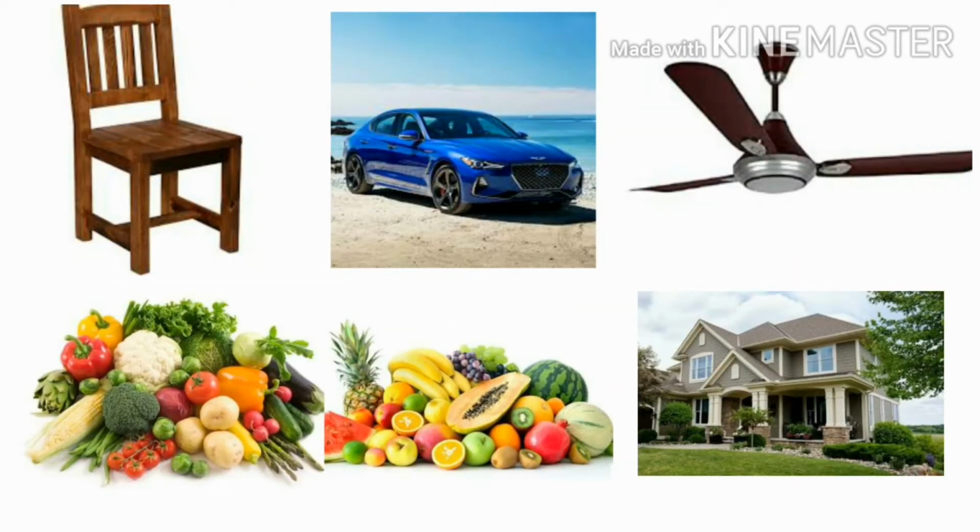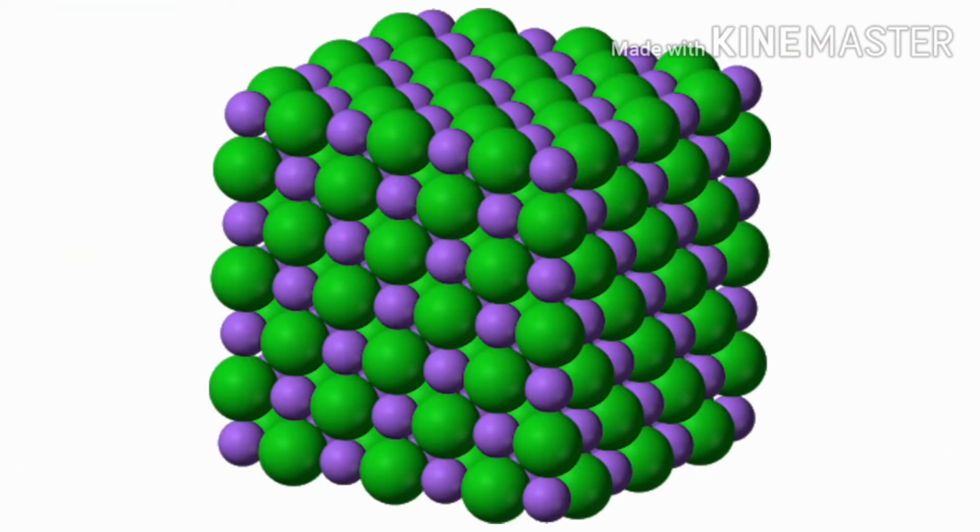Chair, car, fan, vegetables, fruits, or a house are a few examples of solids. They have a fixed shape. They do not change their shape when you move them or put them in a container. They also have the same weight. This is because molecules in solids are tightly packed, giving them a fixed shape and a fixed volume.